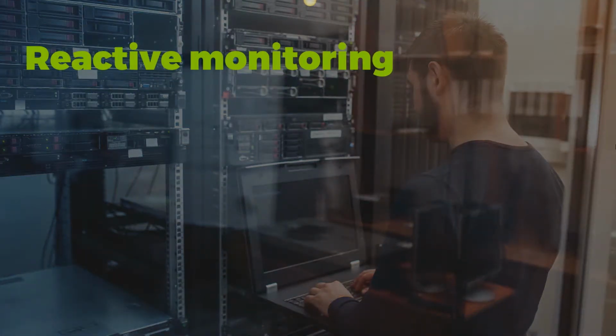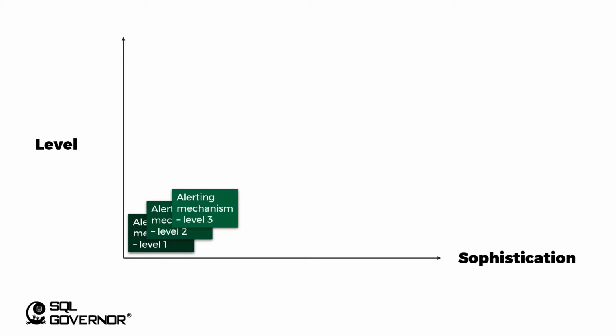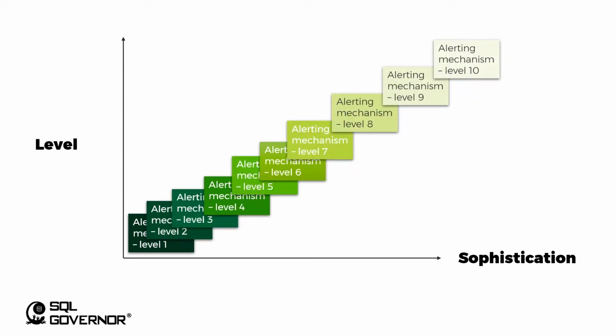Next, I'm going to tell you about reactive monitoring. So when it comes to different kinds of warnings and alerts, I like to divide them into different categories. I call them levels. The higher the level, basically the more sophisticated the alerting mechanism is.